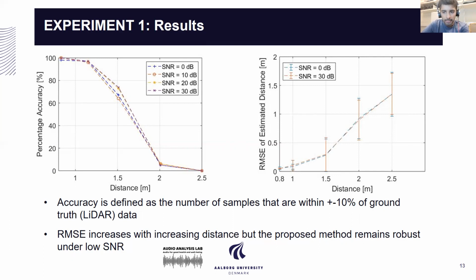The figure on the right calculates the root mean square error of the estimator. As seen, the root mean square error increases with increasing distances, but the proposed method remains robust under low SNR conditions.